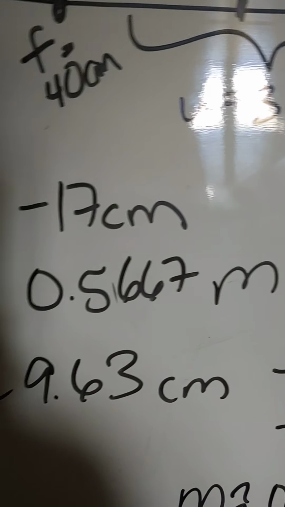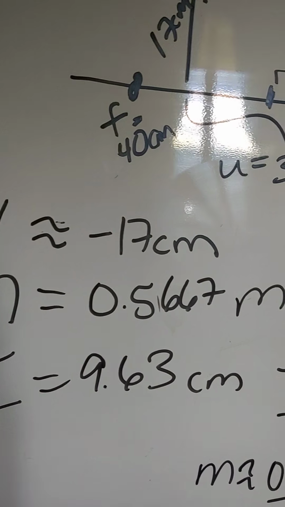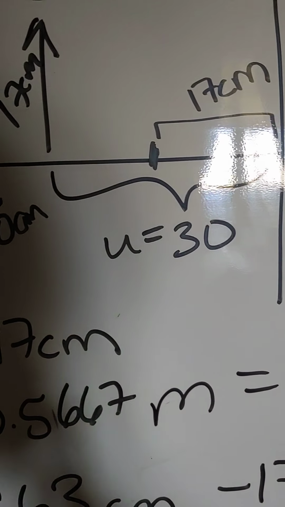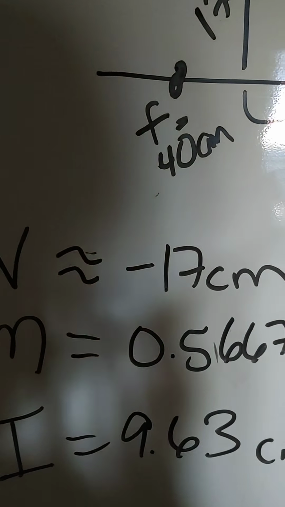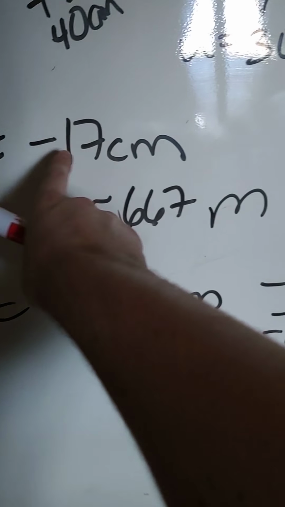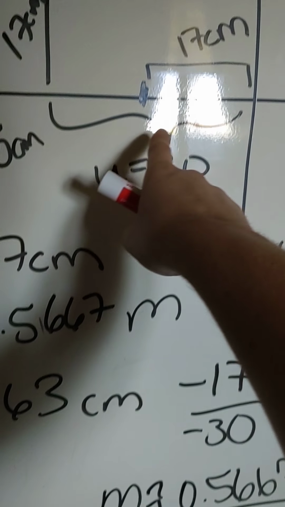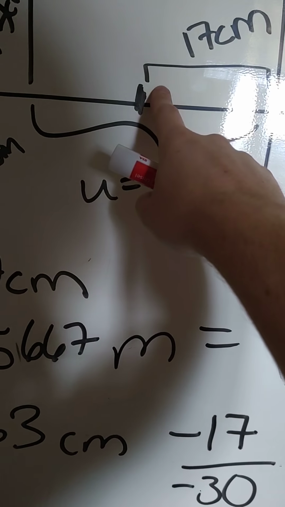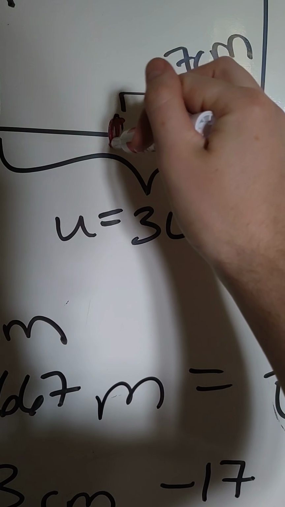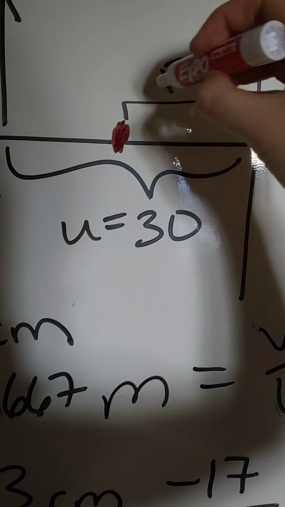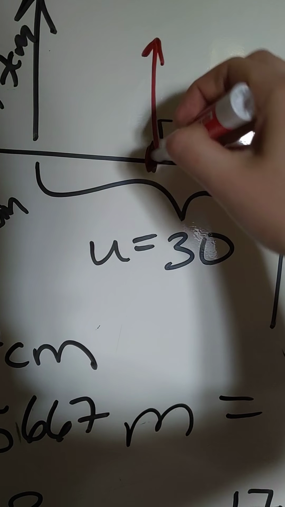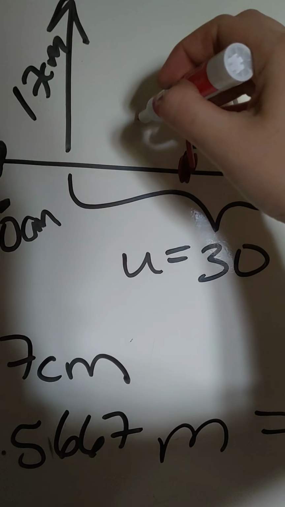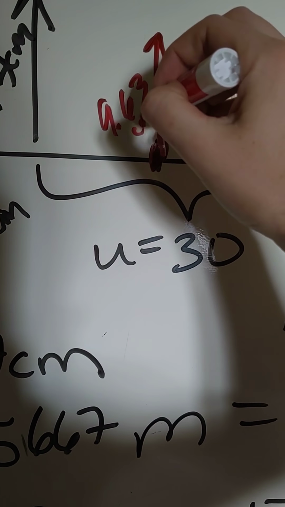So when we go to draw this, I do want the red. I've been doing it with red, so let me do it with red. The image distance is about 17 centimeters to the left of the lens. So that's going to be here. And the image is going to be upright. It's going to be about 9.63 centimeters tall.